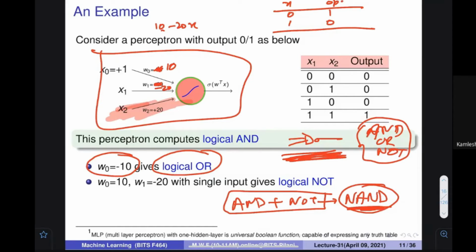Make sense? Any questions on that? Make sense? Yes.